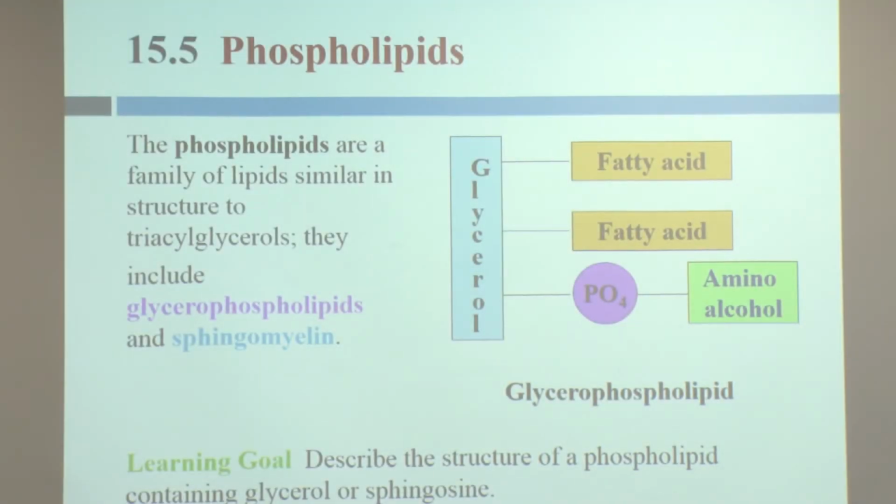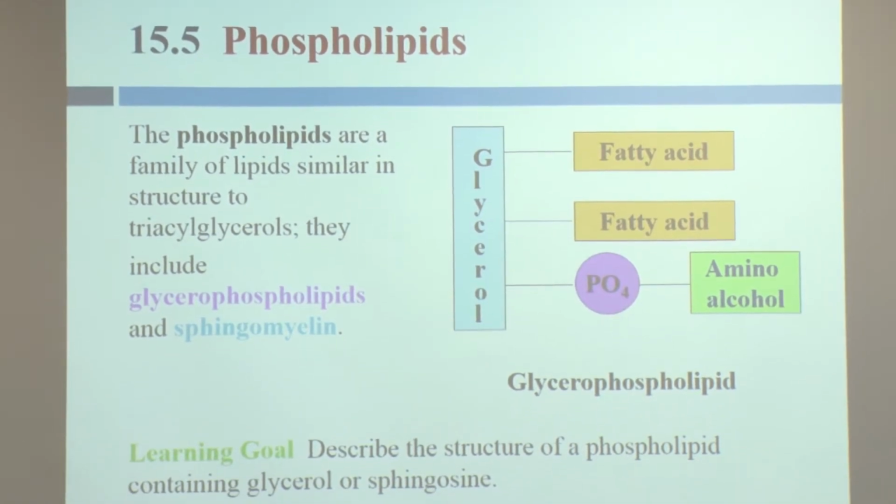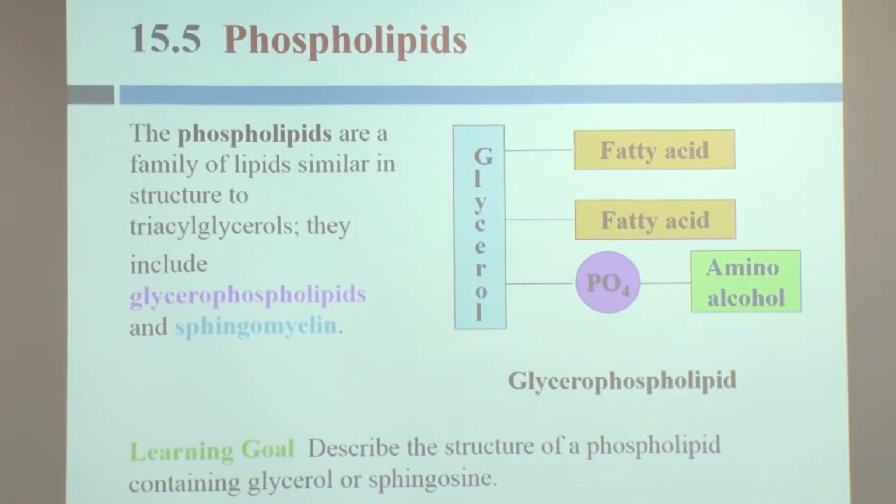So this is unit 15.5, and I'm on page 528, and we are discussing phospholipids. These are a category of lipids, and there are two categories in phospholipids: glycerophospholipids and sphingophospholipids, or sphingolipids.